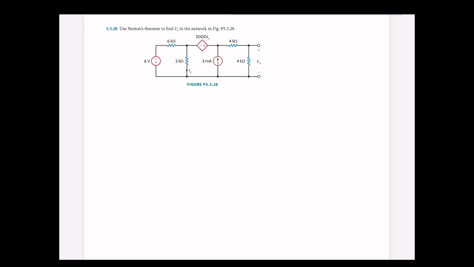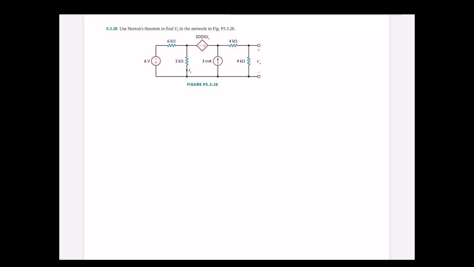5.3.28 Use Norton's theorem to find the V naught in the network. For this problem, we have a dependent voltage source. When we calculate RTH, we need to find the IN and use VTH and IN to find RTH.